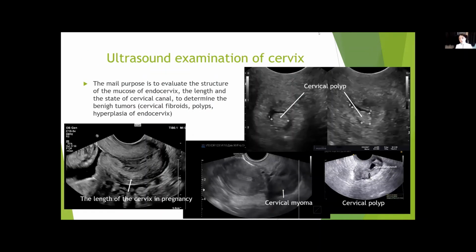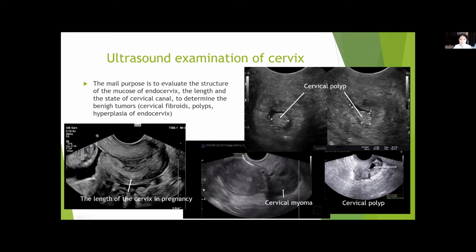Ultrasound examination of the cervix. The main purpose is to evaluate the structure of the mucus and the cervix, the length and state of the cervical canal, to determine benign tumors, cervical fibroids, polyps, and hyperplasia of the endocervix.